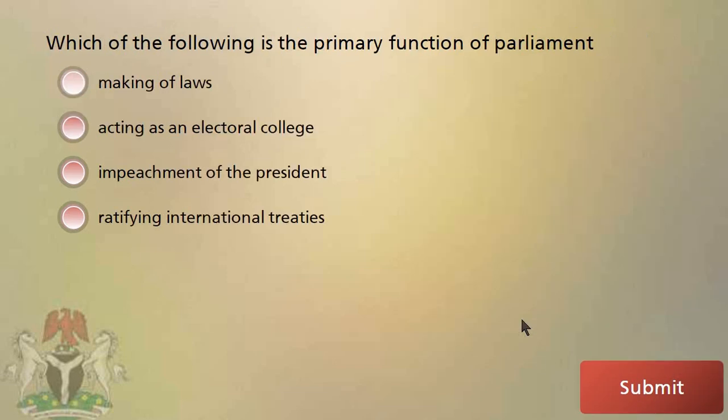The next is question 17. Question 17 says, which of the following is the primary function of Parliament? A. Making of laws. B. Acting as an electoral college. C. Impeachment of the President. D. Ratifying international treaties. Another name for the Parliament is the legislature. The primary function of the Parliament or legislature is to make laws for the good governance of a country. So the right answer is A. Making of laws.